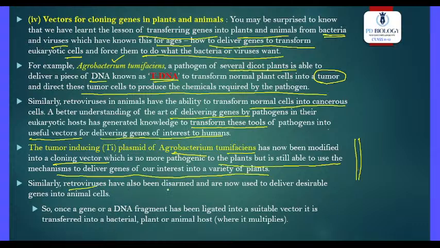Retrovirus has also been disarmed and is now used to deliver desirable genes into the animal cell. That is a new activity in biotechnology. So once a gene or a DNA fragment has been ligated into a suitable vector, it is transferred to a bacterial, plant or animal host where it multiplies.